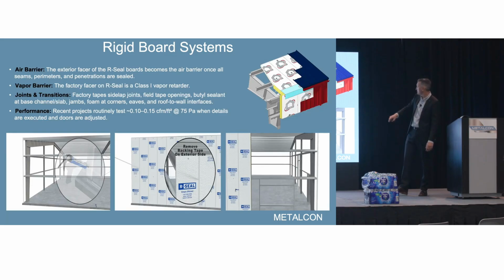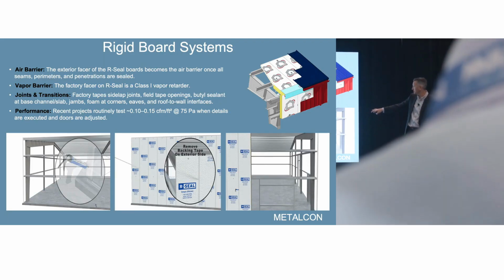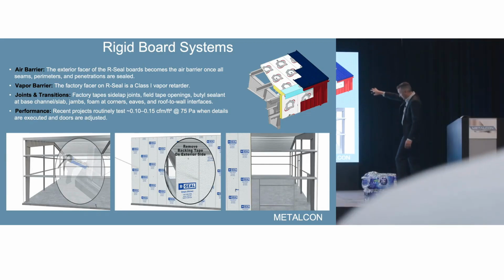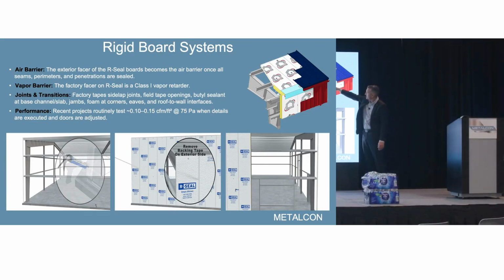Here's a quick video of some of the edge details. With a rigid board assembly, because it's outside of your framing, you have to use some butyl caulk, just like you would on the next slide with the insulated metal panels. You can see here, there's still a tape required where we transition from a wall to a roof, and then we can put any metal panel we want on it.